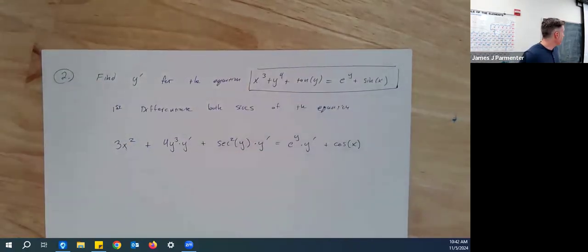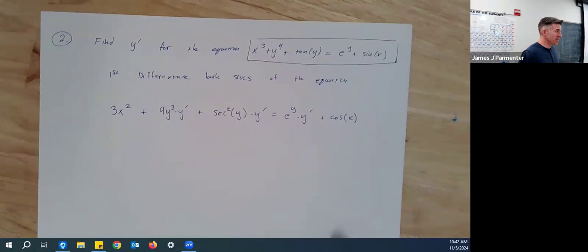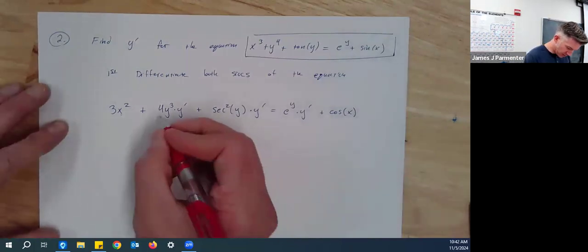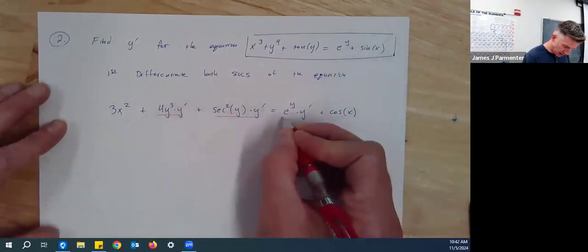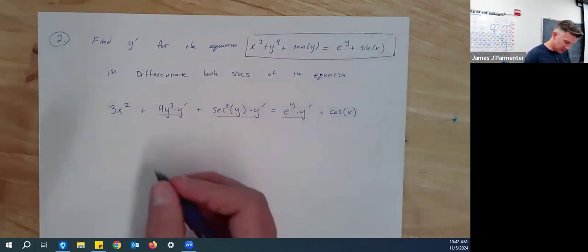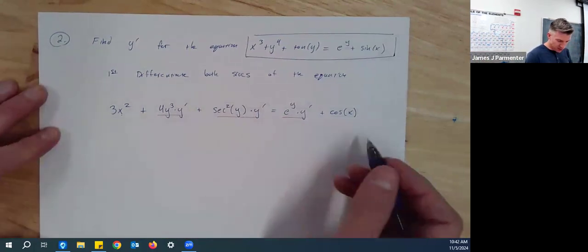Okay, after this first step, the rest is algebra. That doesn't mean it's easy, but you're done with the calculus part of this. Now we just have to figure out how to get all the y primes on one side and everything else on the other side. So I'm going to bring all my y primes to the left, although it doesn't really matter which side you pick. I feel like we can do two steps at once here.